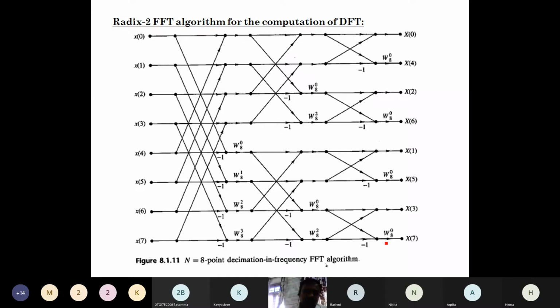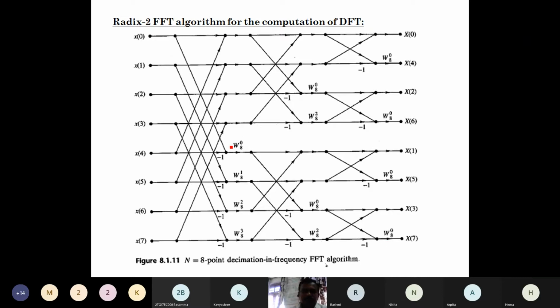The 8-point DFT. Now the diagram is going to show N equal to 8-point decimation in frequency FFT algorithm. So what it is showing is, first the 8-point DFT, next the 4-point, next the 2-point. And here each line is connected to create one butterfly.